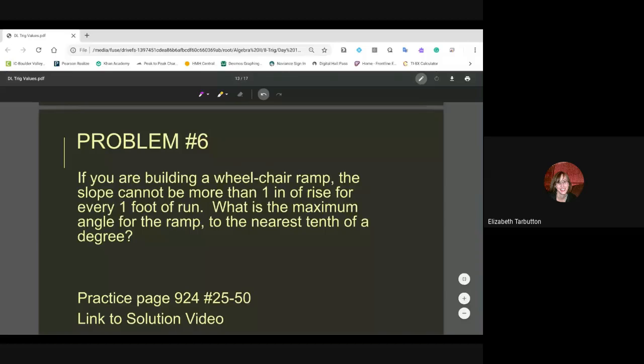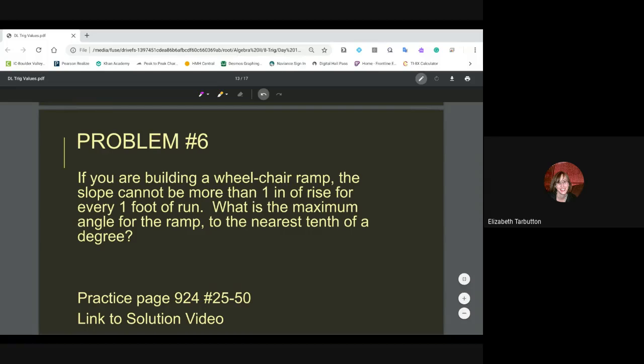Hello, let's take a look at problem number 6. So if you are building a wheelchair ramp, the slope cannot be more than 1 inch of rise for every 1 foot of run. What is the maximum angle for the ramp to the nearest tenth of a degree?